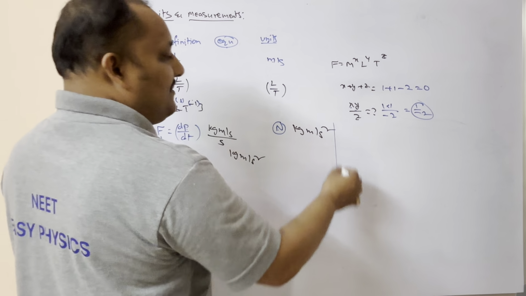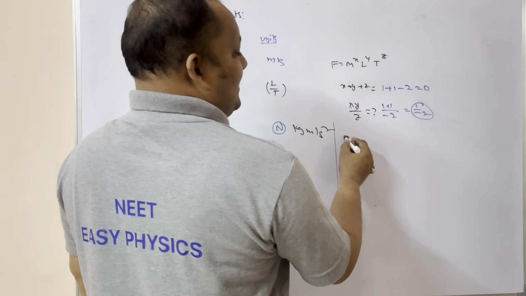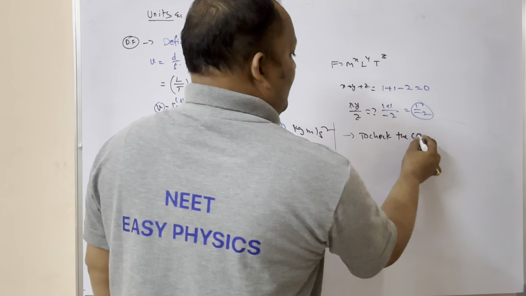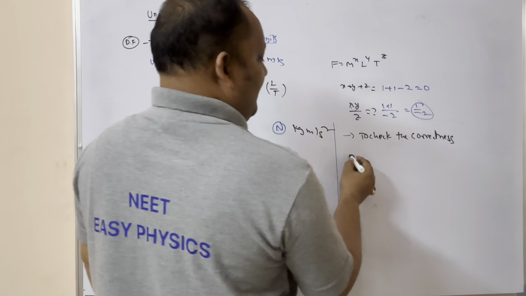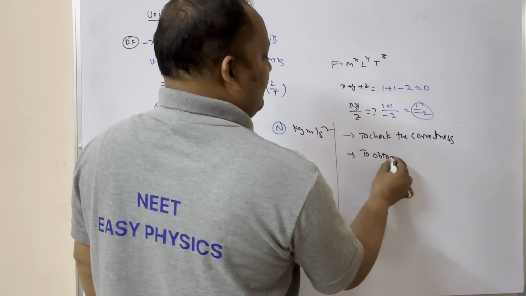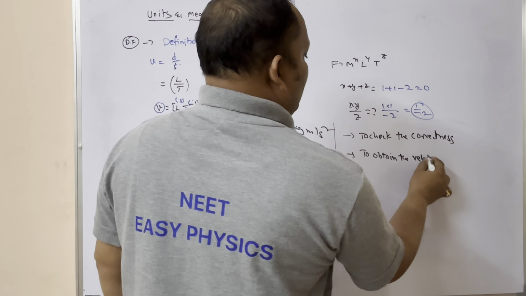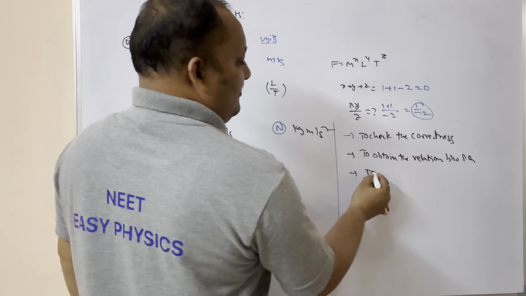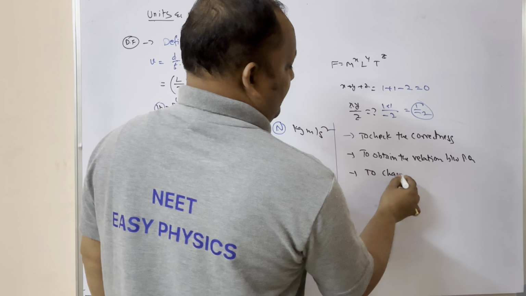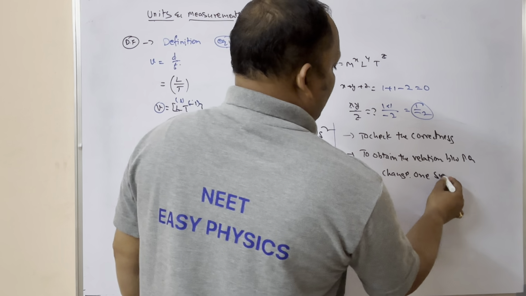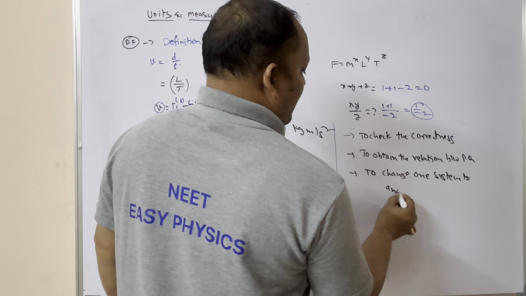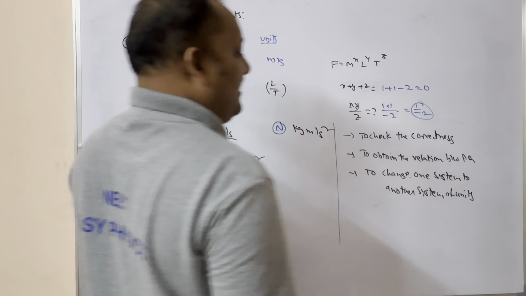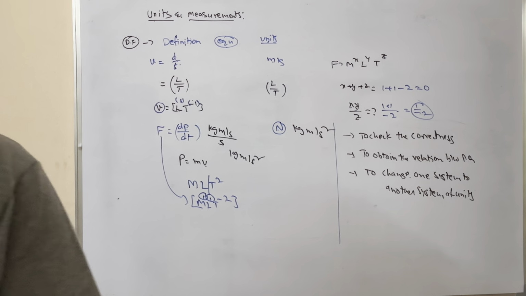Now what are the uses of this dimensional formula? To convert from one system to another system, to check the correctness of the equation, and to obtain the relation between physical quantities, and the last one, to change one system of units to another system of units. So these are the uses of dimensional analysis.